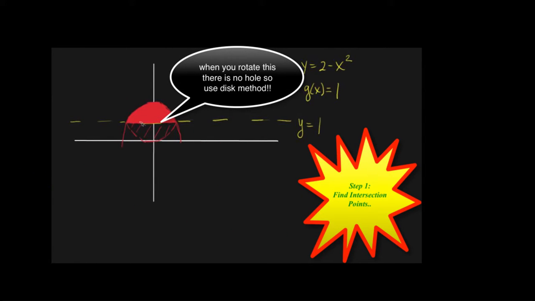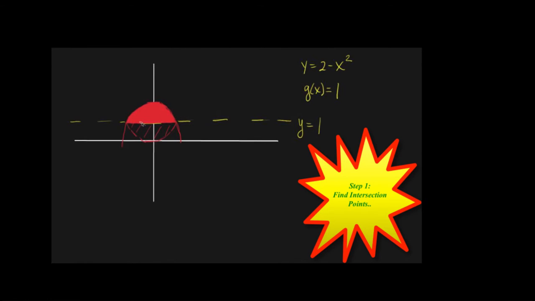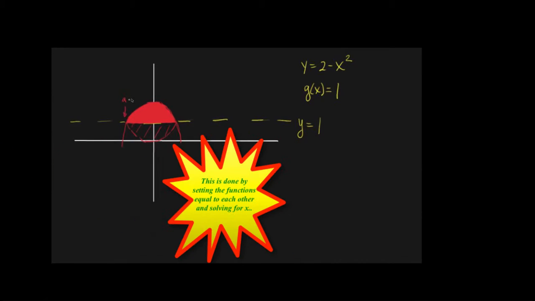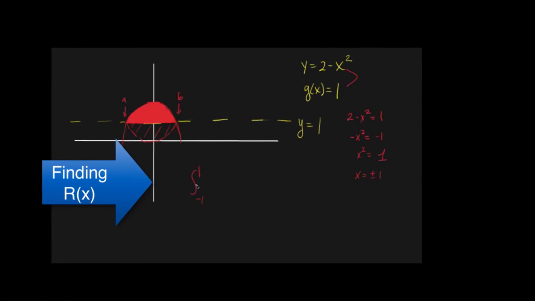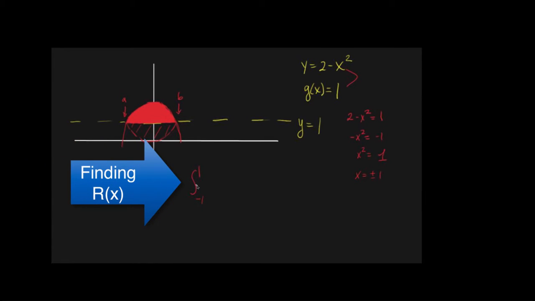So first, we need to determine their intersection points so we can get where we begin this region and where this region ends. So if I set these two functions equal to each other, what do we get? So now we have our bounds for the integral. It's going to go from -1 to 1.